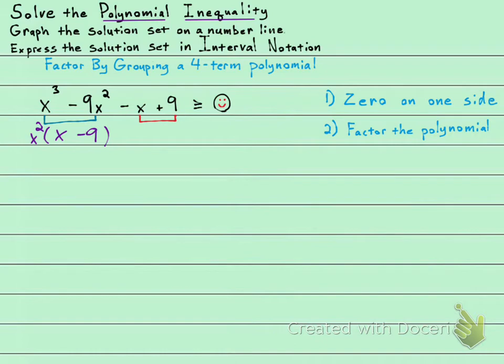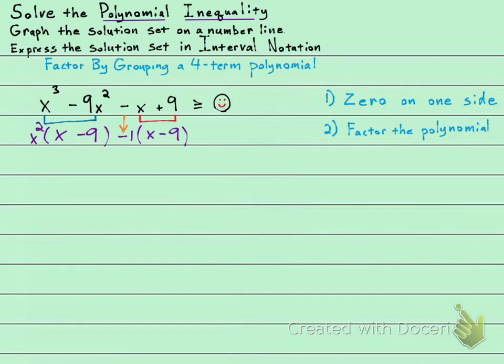Drop down this sign. So the second group, my red group, whatever I factor out has to be a negative. And what's my greatest common factor here? It's just 1. There's nothing else I can factor out of both of those. So I'm going to factor out a negative 1, which will change both binomials. It will become x minus 9. Okay, positive x minus 9.